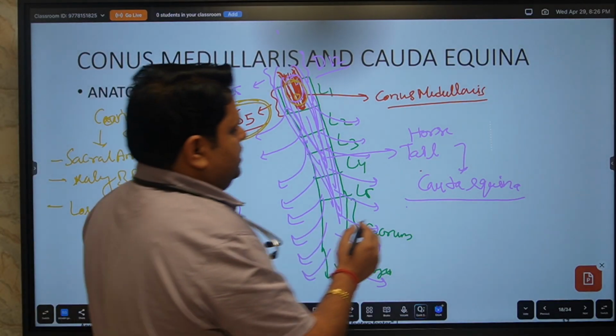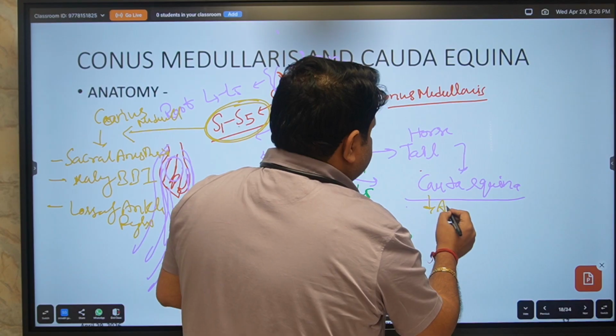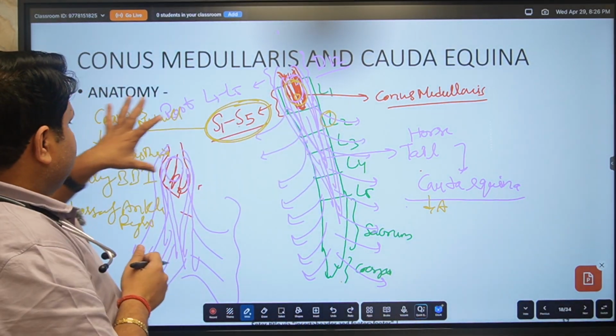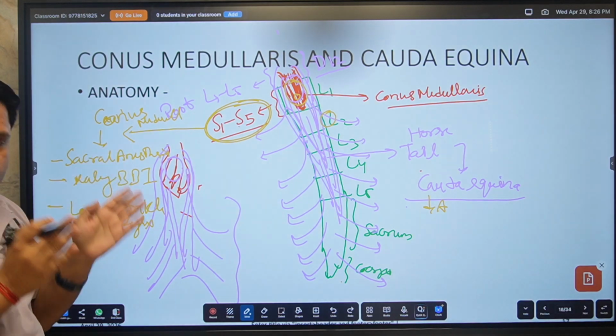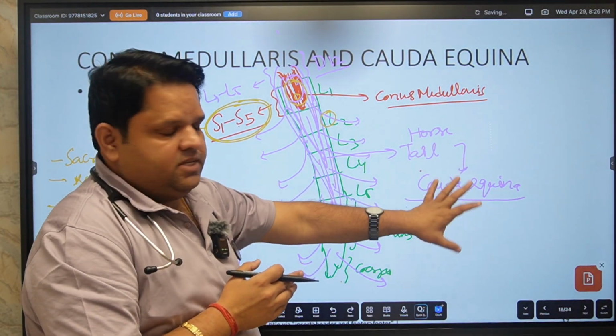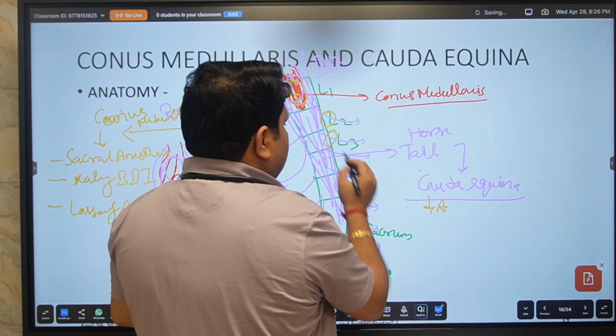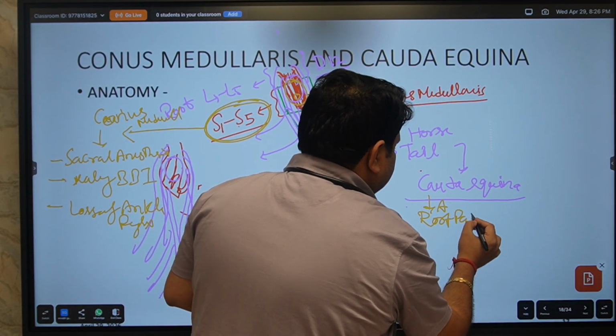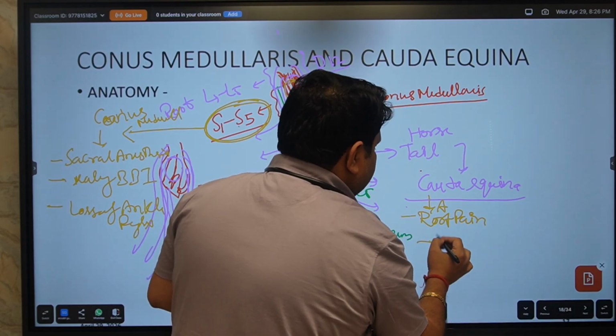In cauda equina, basically there is involvement of the roots. In conus there may be both UMN type and LMN signs, but in cauda equina there are mainly LMN signs. So involvement of the roots, so root pain, asymmetric.